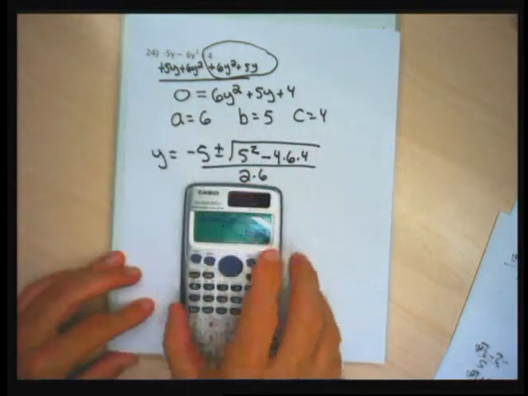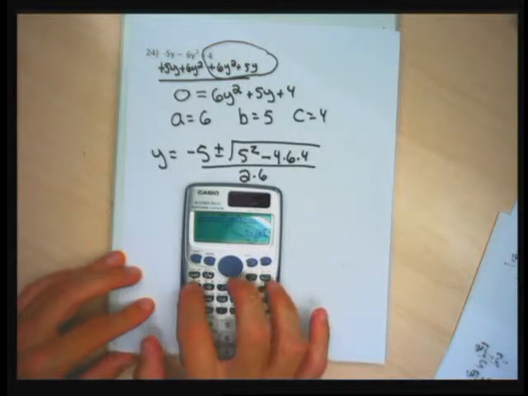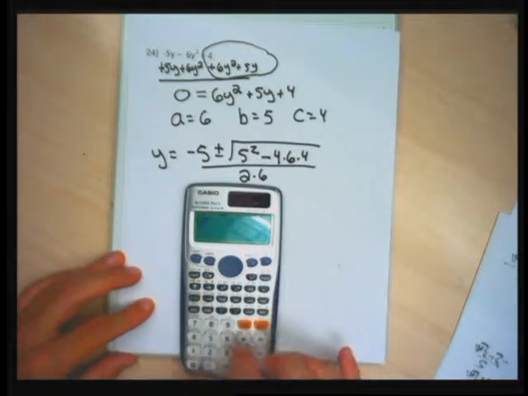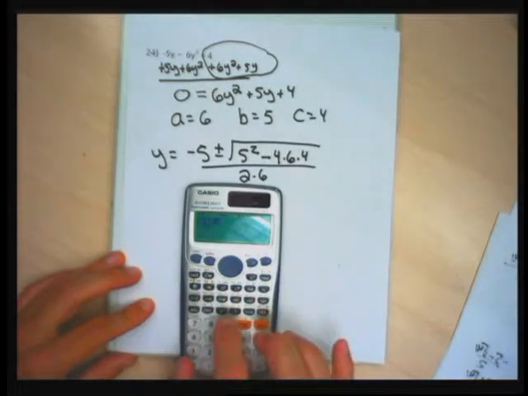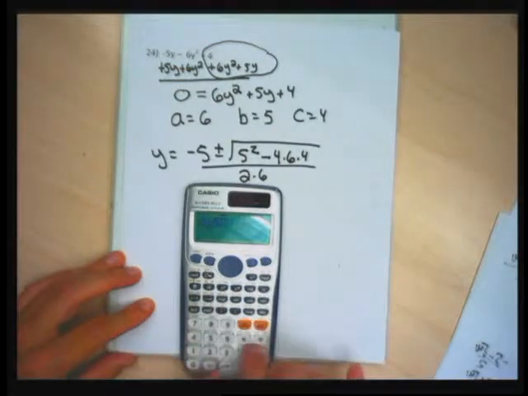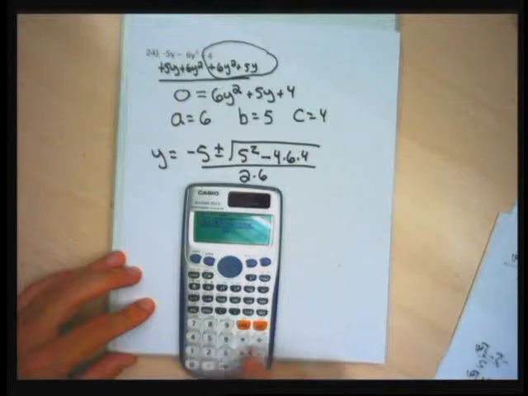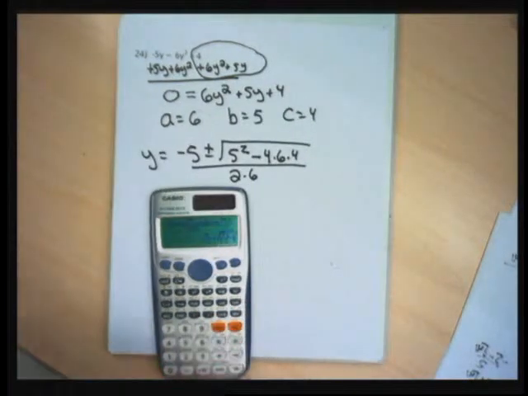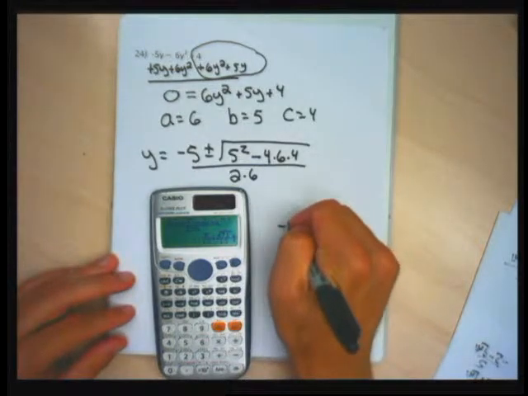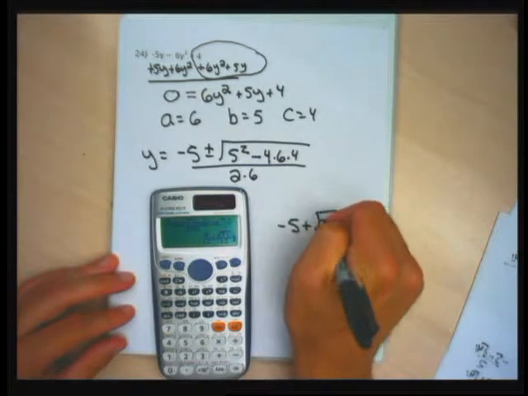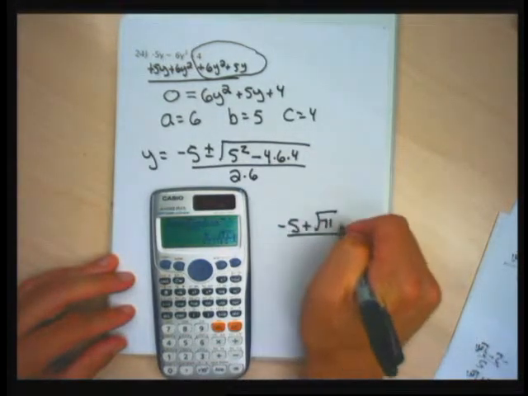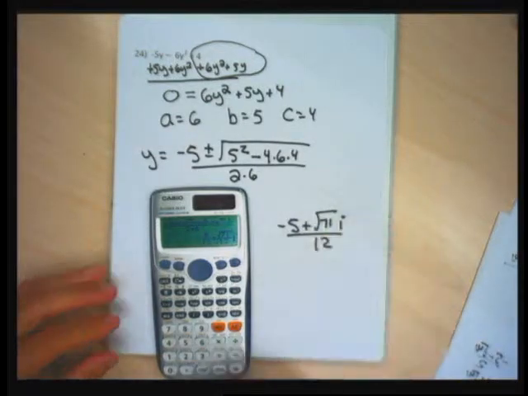So again, thank gosh for this calculator. Fraction, negative 5 plus square root 5 squared minus 4 times 6 times 4 over 2 times 6. And I get an i, and I'm going to jumble that back together. I'm going to write negative 5 plus the square root of 71 times i over 12.